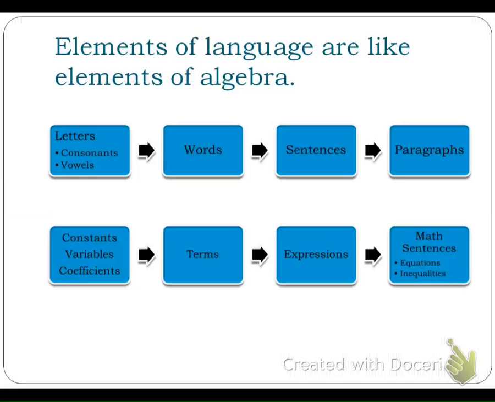The basic elements of algebra are constants, variables, and coefficients. When we take those constants, variables, and coefficients, and we put them together, we'll create terms. As we put terms together, we'll create expressions, and finally expressions to make math sentences, which we'll find out can be one of two types, equations or inequalities.